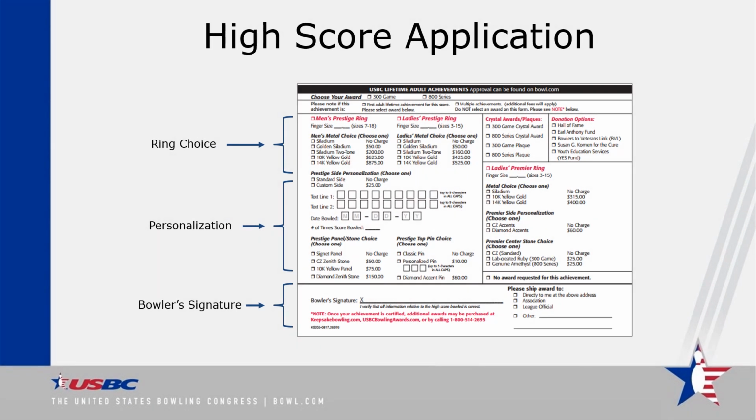Once these forms are printed, give the high score application to the bowler who rolled the score to enter some more specific information, verify the award of their choice, and sign it. USBC members are recognized for every high score he or she bowls in a season, so the secretary must submit a form for every high score. However, each member is only eligible for one lifetime award per high score, if not already received.